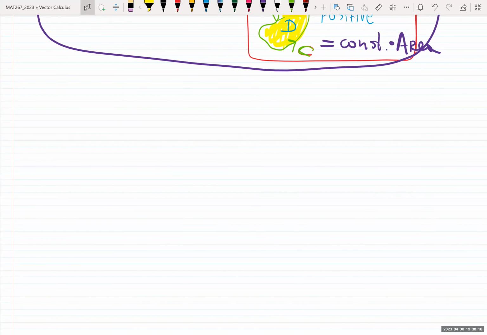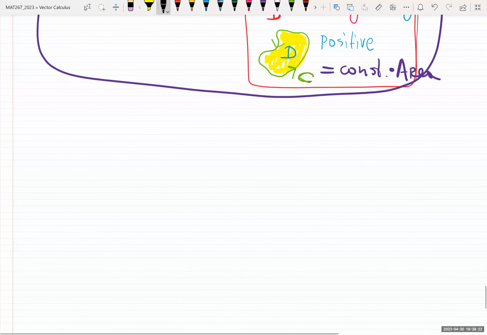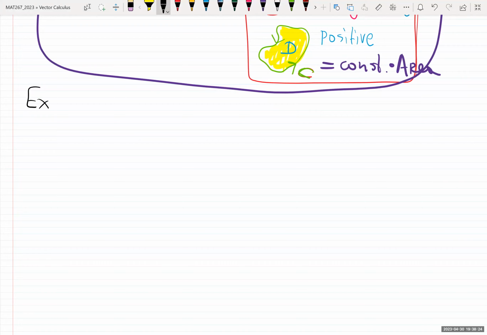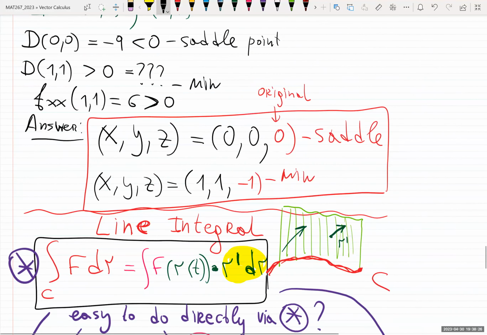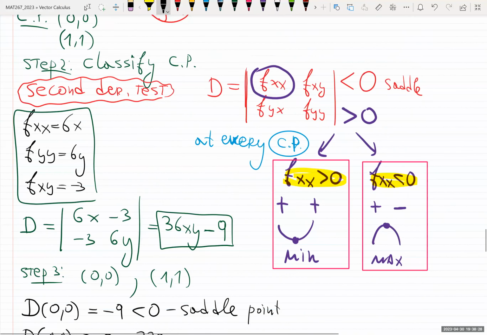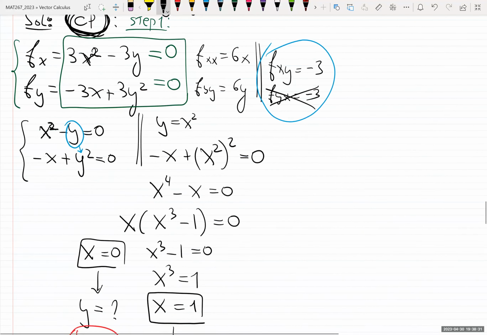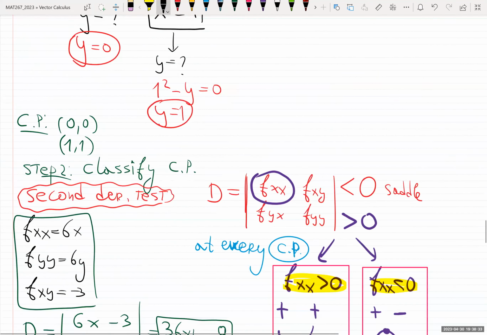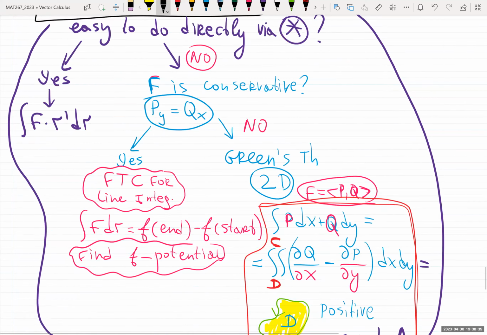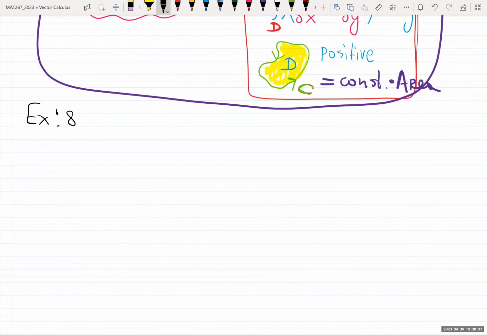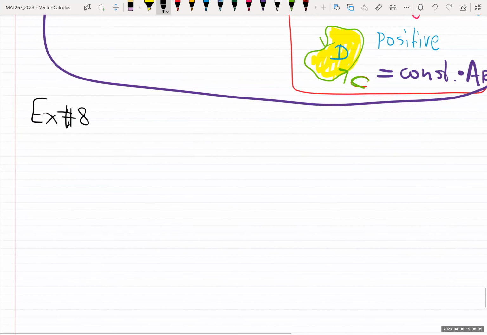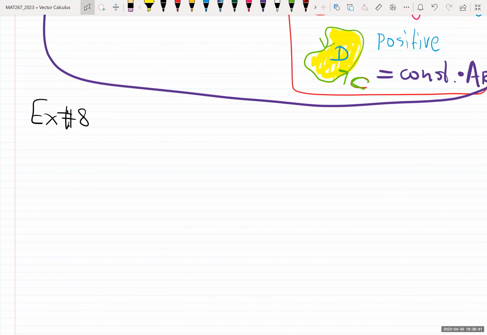What are we doing here? We're choosing what to do basically for the specific example. Let me give you a specific example. That is example number 8. For sure, we're going to give you line integrals. That's a really important topic. Probably several.